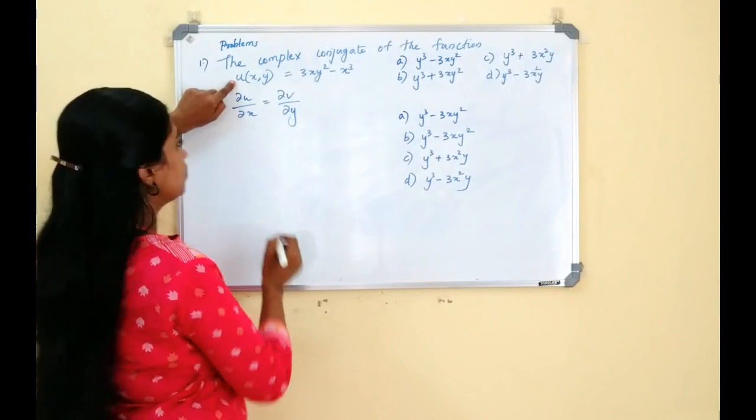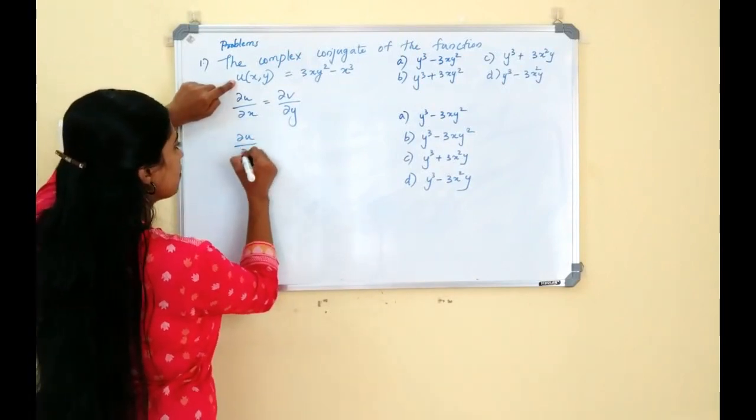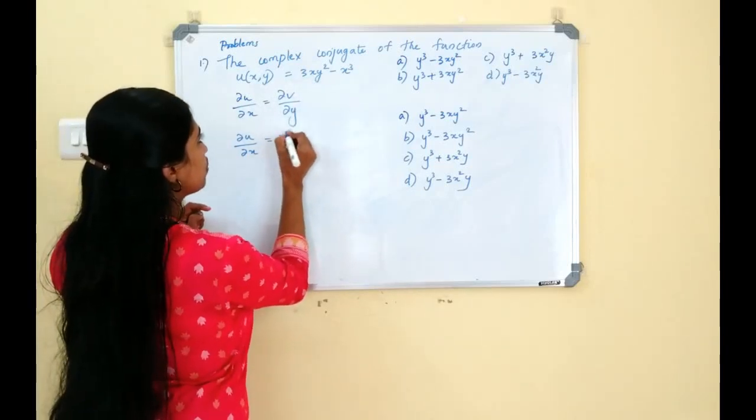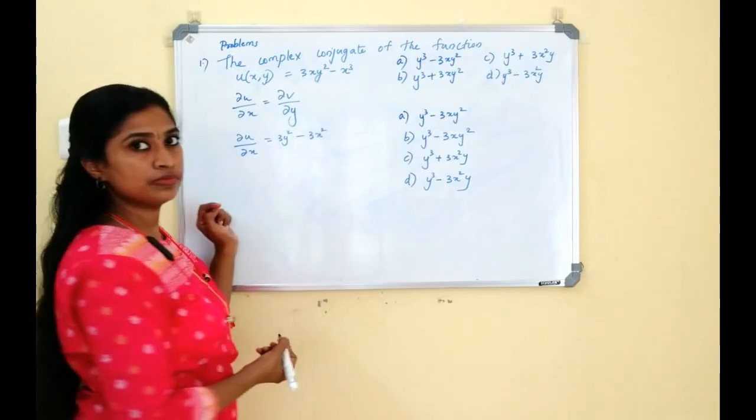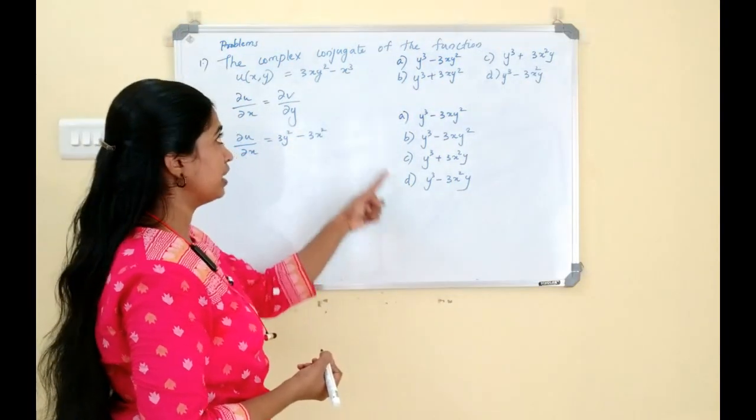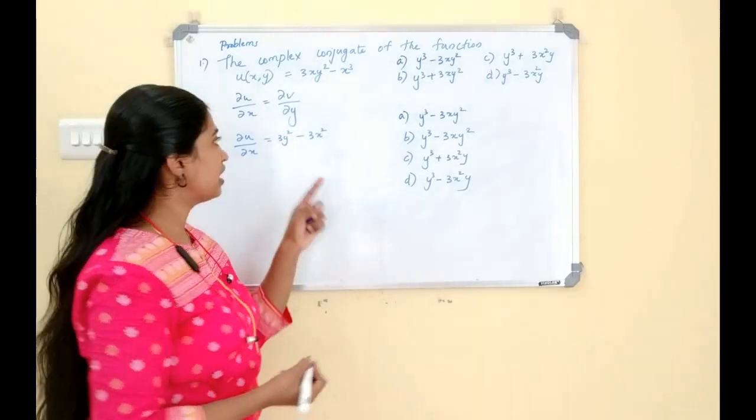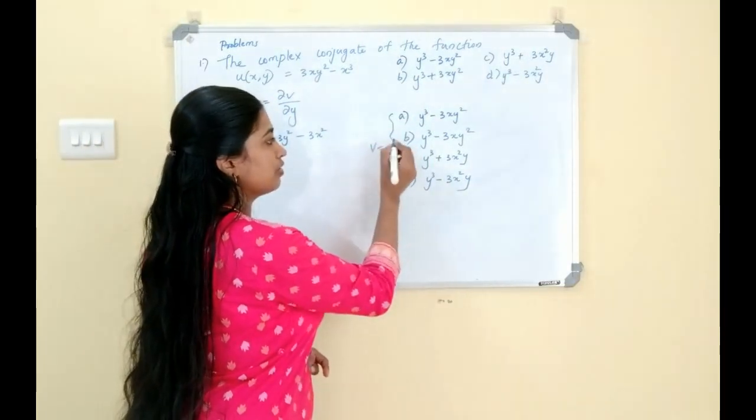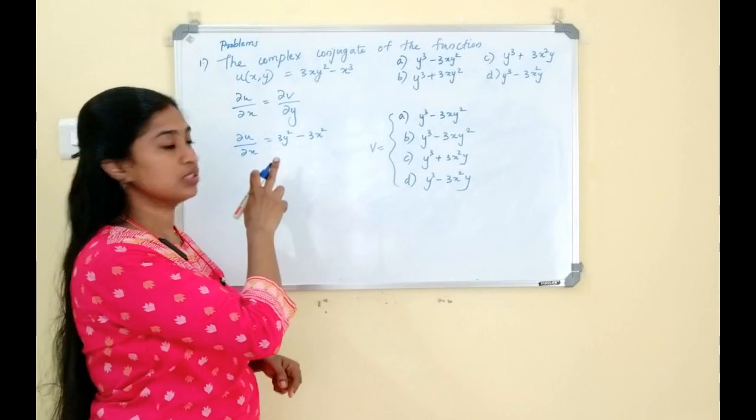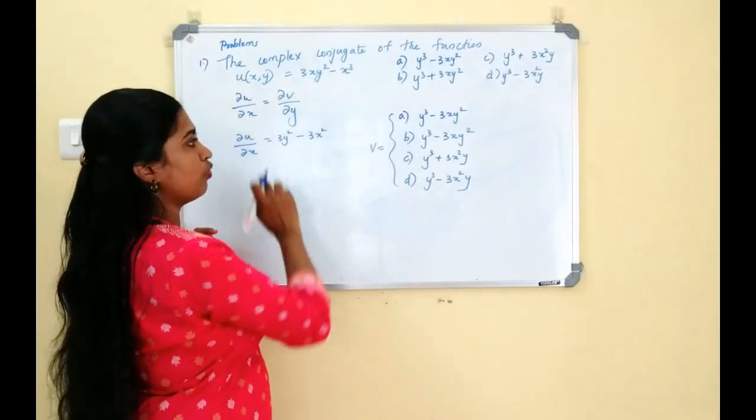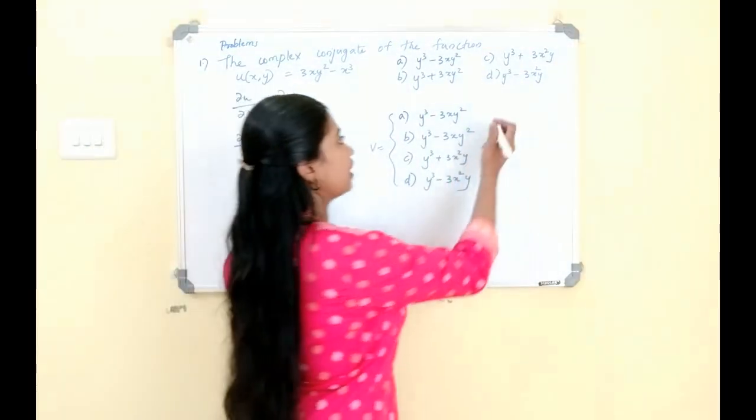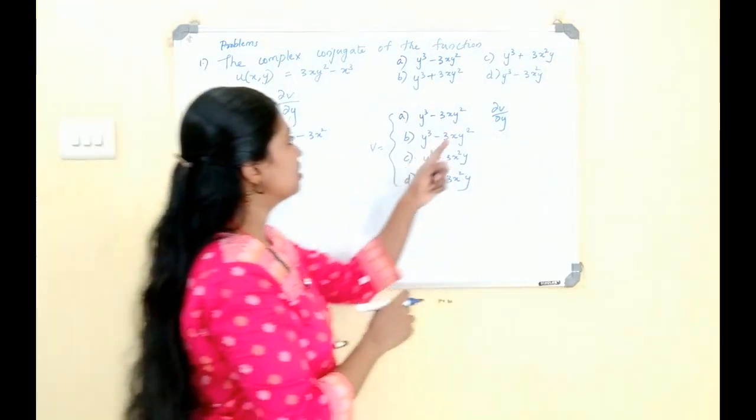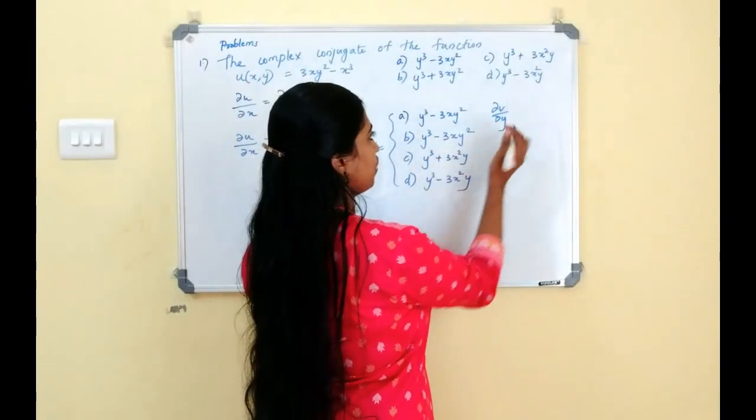Here we are given u, so we can find dou u by dou x. Differentiating with respect to x, it is 3y square minus 3x square. From the options, we are asked to find the complex conjugate, that is v. We have to find which v suits our function. So we find dou v by dou y for each option, which should be equal to dou u by dou x. Differentiating each of these with respect to y.